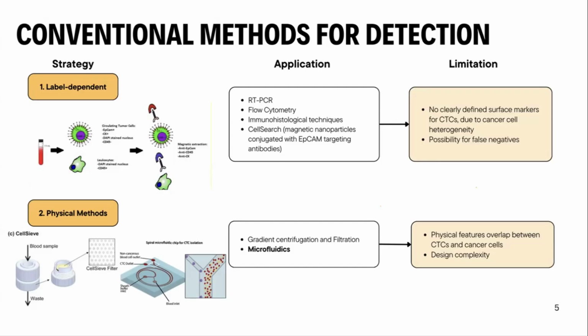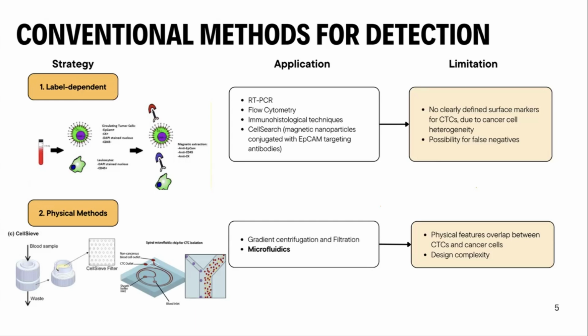And next, there are physical methods, which include gradient centrifugation or filtration, and also microfluidic devices. But these approaches are also reliant on trying to exploit physical differences between CTCs and white blood cells. But because of heterogeneity, again, a lot of the CTCs' physical features are overlapping with white blood cells' physical features. So these kinds of techniques are also not very sensitive. But unlike the other physical methods, microfluidic devices sometimes allow for further downstream analysis.